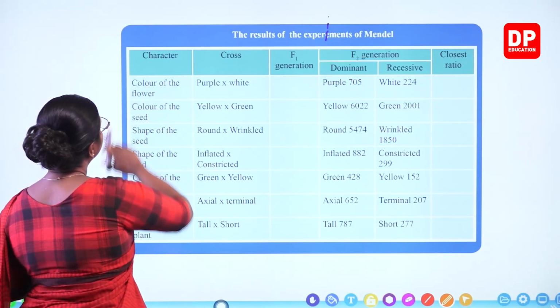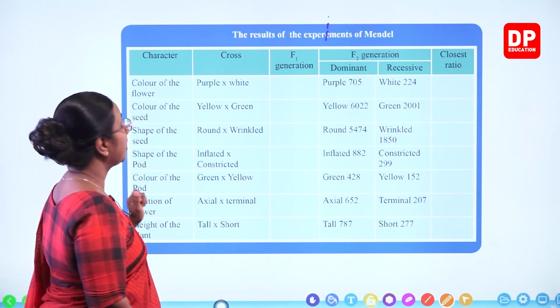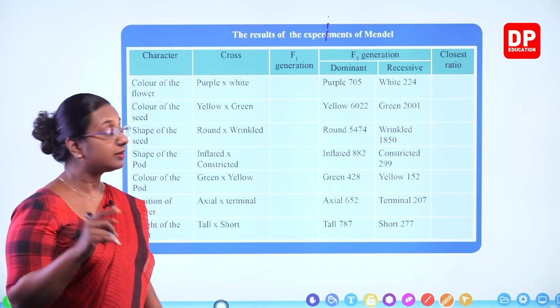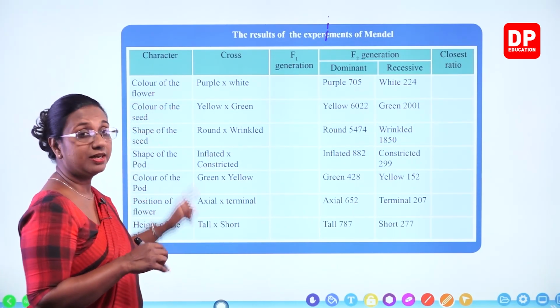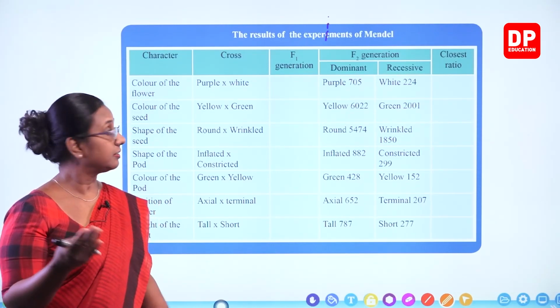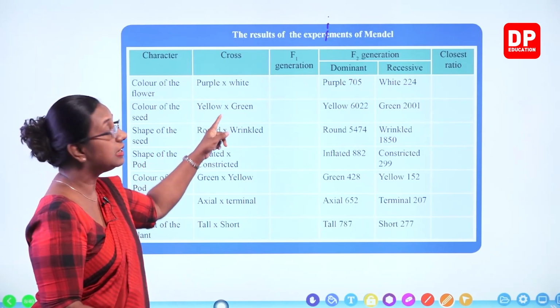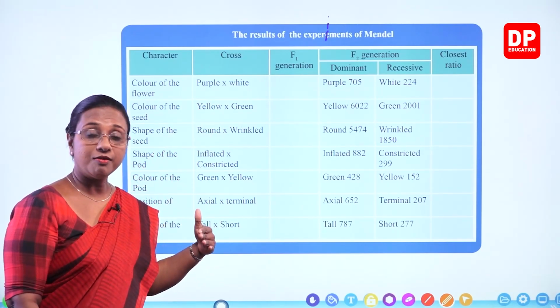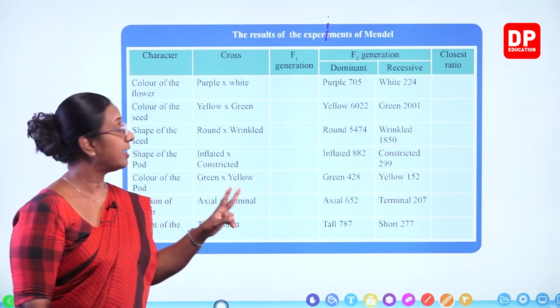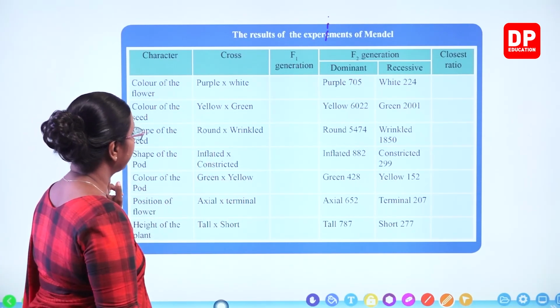The first set of characters: color of flower. Now you remember monohybrid cross. One character is the color of flower, and in that there are two contrasting characters. The flowers are purple and white. So color of flower is one feature, and in that two contrasting characters, purple and white color flowers.